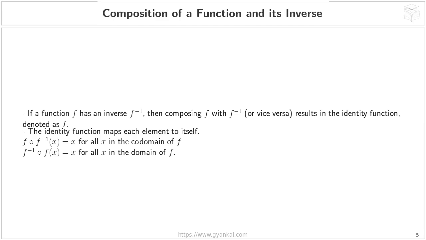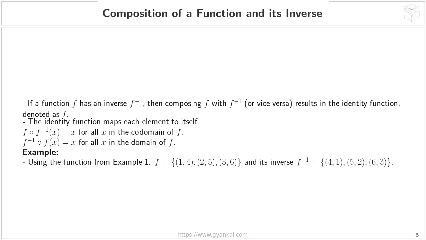Mathematically, this is expressed as f composed with f inverse of x equals x for all values of x that are in the codomain of f, and f inverse composed with f of x equals x for all values of x that are in the domain of f. Essentially, the function and its inverse cancel each other out, returning the original input. Let's look at an example to make this concrete.